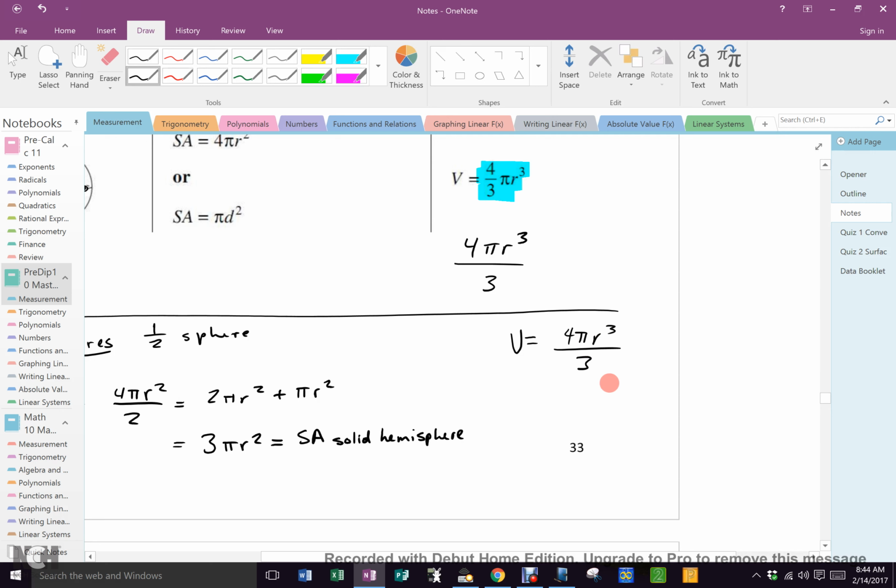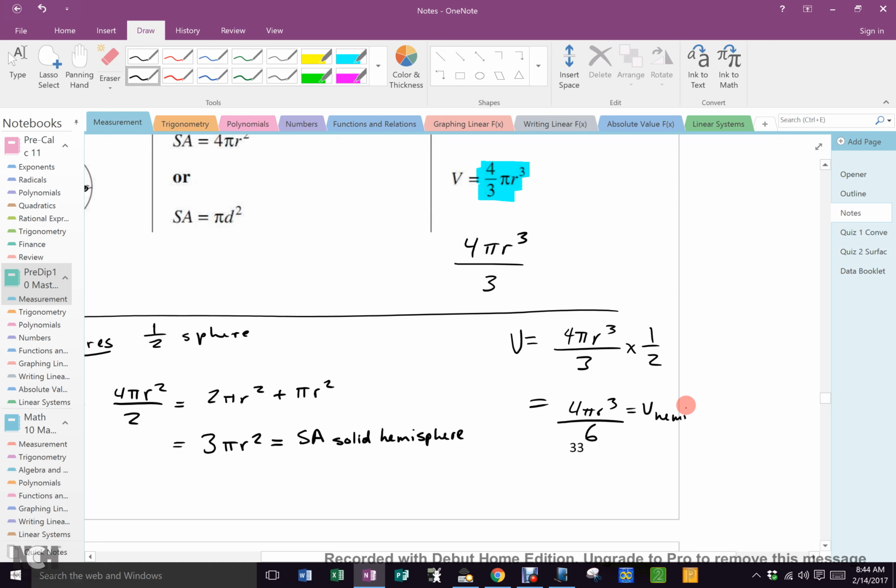So what I like to do is this. It's times 1/2. Now, does 1 multiplying by the numerator change it? No, so it's still 4 pi r cubed, but it's over what? 6. That's the volume of a hemisphere.